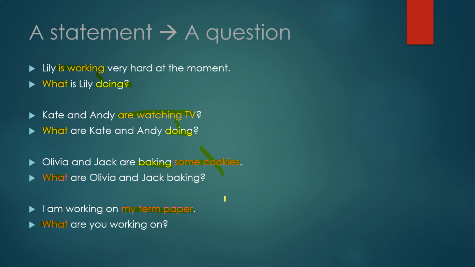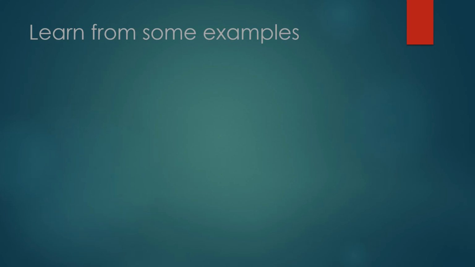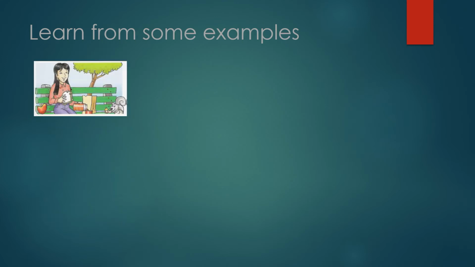So as you can see that we use what for an unknown action, like in case number 1, in case number 2, or an unknown thing, like in case number 3 and in case number 4. So now let's learn from examples. Example number 1. Where is Kathy?